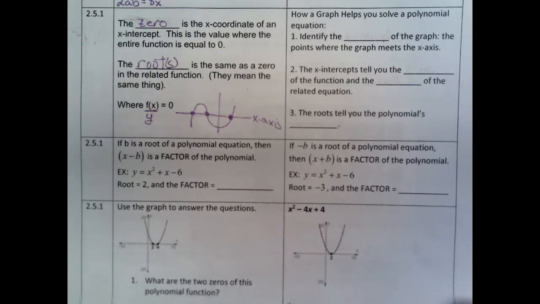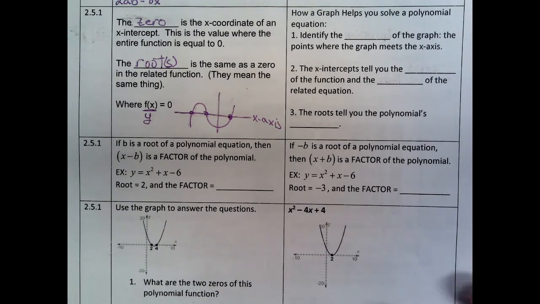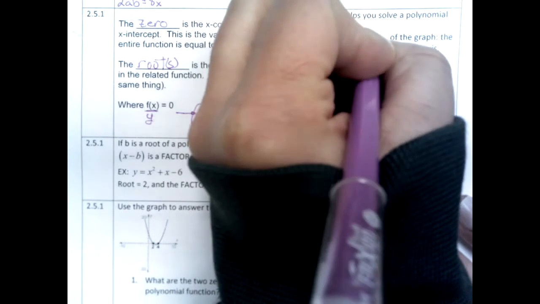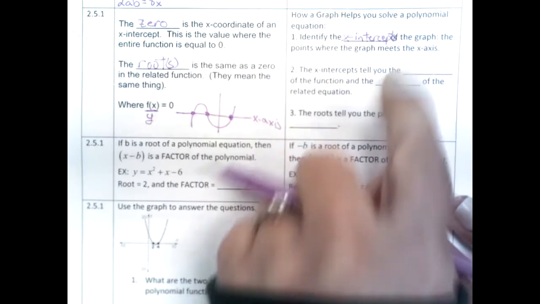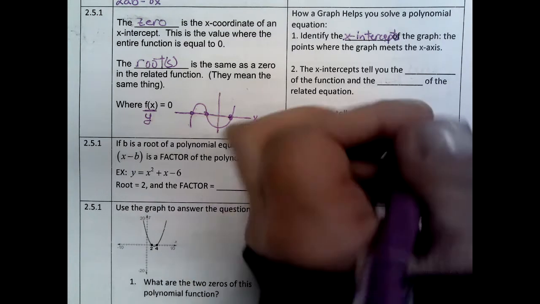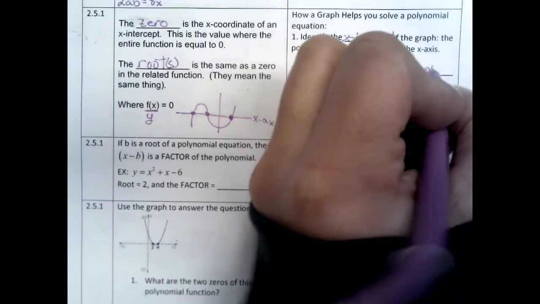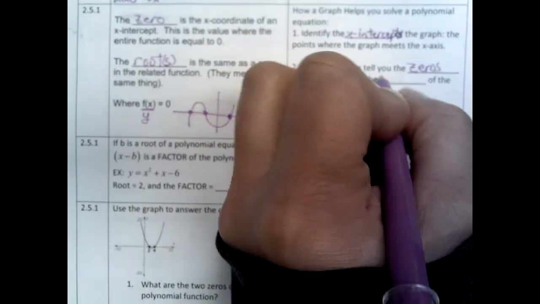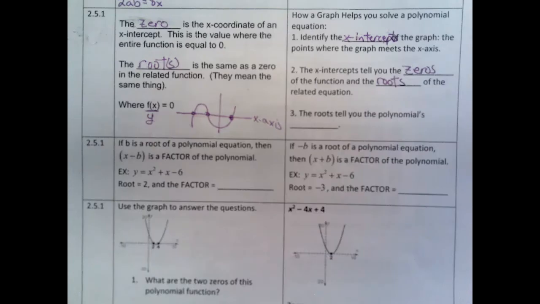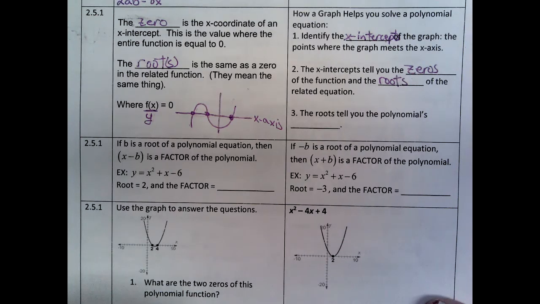So how does this help us? How a graph helps you to solve a polynomial equation: the first thing you need to do is identify the x-intercepts. You need to identify where the points of the graph touch the x-axis. The x-intercepts tell you the zeros of the function and the roots of the related equation. In other words, they tell you the same thing. The zeros are the roots. And then the roots tell you the polynomial's factors.